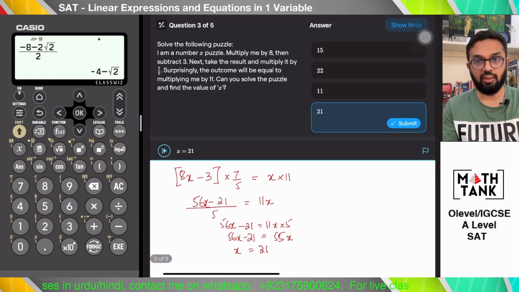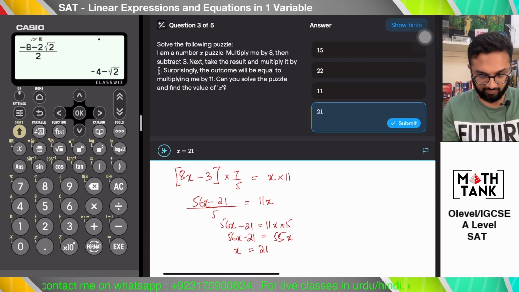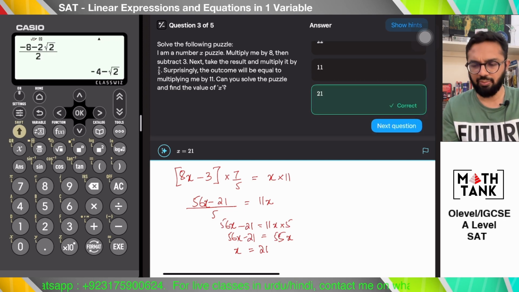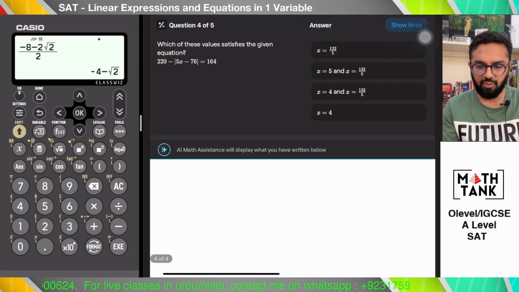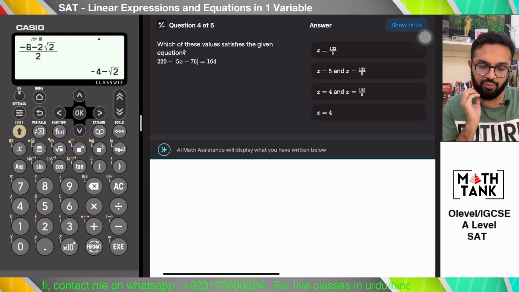I can again use my calculator to solve the entire equation as well. It's up to me. And I think simple equations can be solved on the calculator manually as well, and very quickly. Okay, which of these values satisfies the given equation?